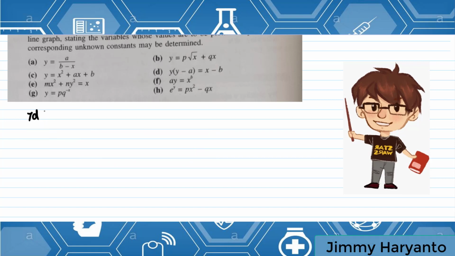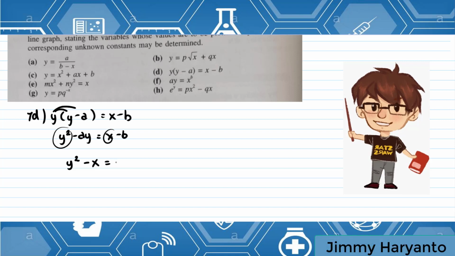Next is 7d, y in brackets, y minus a, equals x minus b. What do we have to do? Let's try to multiply this out first. Y times y equals y squared minus ay equals x minus b. This is only x, this is only y. Maybe I can put them together. Y squared minus x equals, move the ay to the right side, it will become ay minus b. Oh yes, it's already similar to y equals mx plus c.